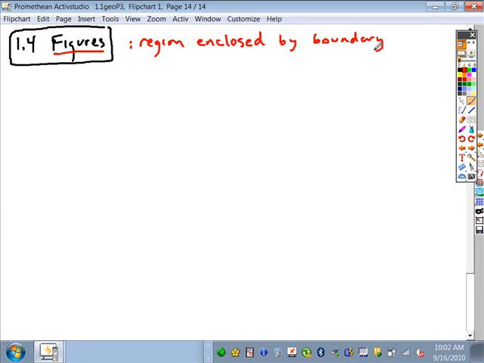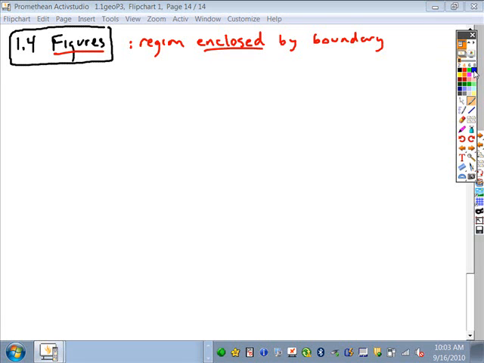So figures are basically formed when you take a region that's enclosed by a boundary. The key is figures are just enclosed. They're a combination of elements that enclose a region. And the figures that we're going to talk about here form the basis for what we'll be looking at in the middle to end of the textbook itself.